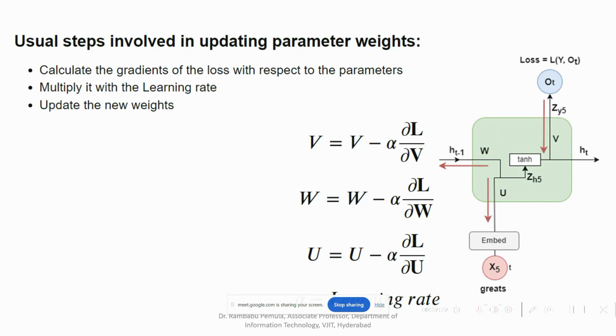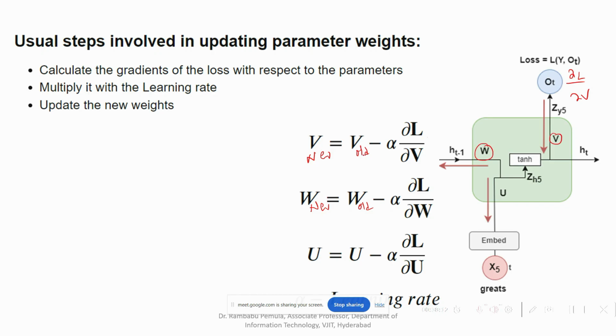With the help of backward propagation, you update your new weight values, and there is a formula for this. V new equals V old minus alpha into the derivative of loss with respect to V. Also, you have to update W: W new equals W old minus alpha into the derivative of loss with respect to W.